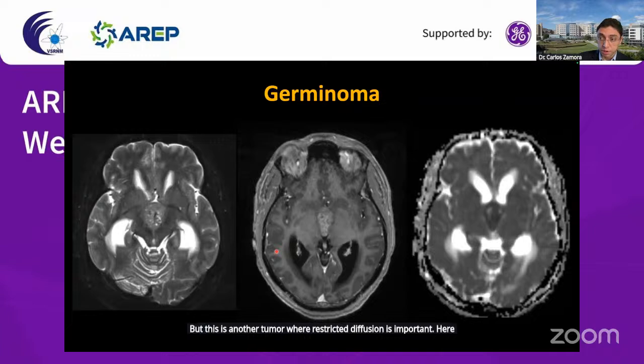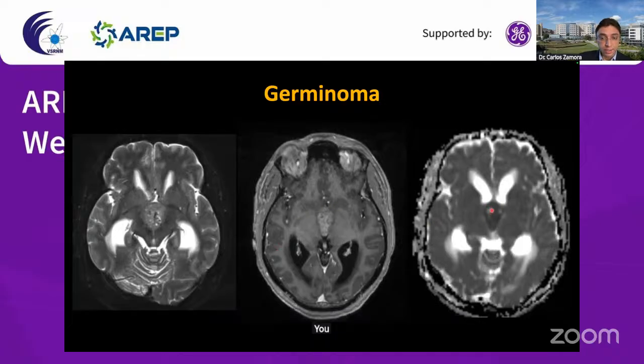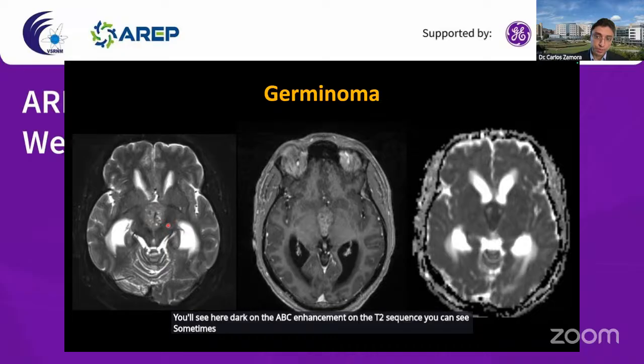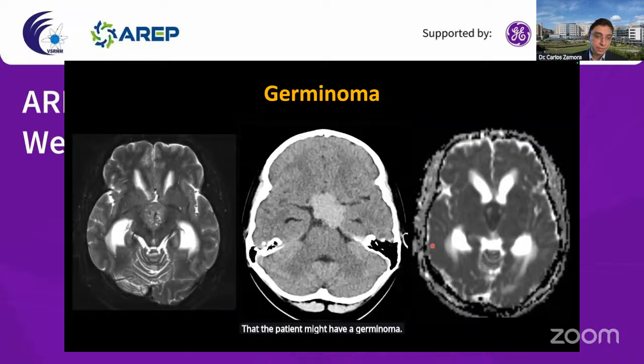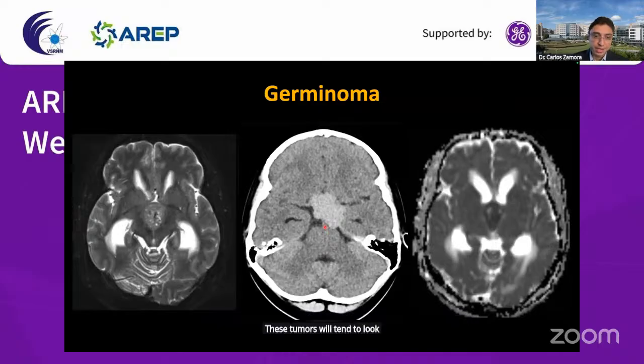Here's another one, germinoma, also associated with restricted diffusion, a highly cellular tumor. You see here dark on the ADC, and enhancement. On the T2 sequence, you can see sometimes there might be a few tiny microcystic changes, like in this case, but the presence of restricted diffusion, especially in children and young adults, is important for the diagnosis, or at least for considering that the patient might have a germinoma. And if you have a CT, this is CT non-contrast, then you will see that because of that same cellularity, these tumors will tend to look brighter, right? They tend to be dense.